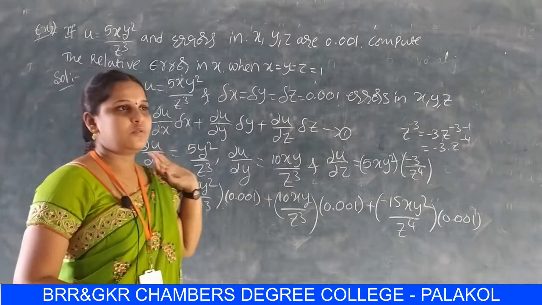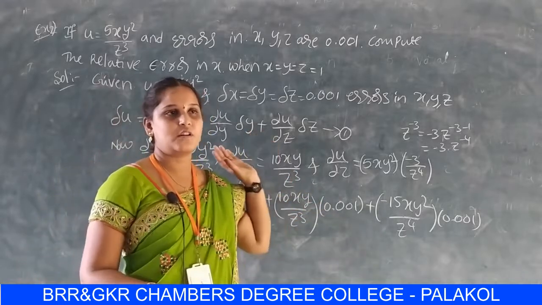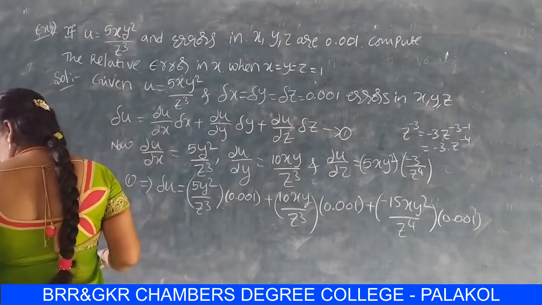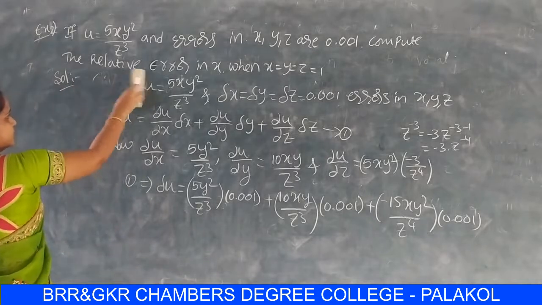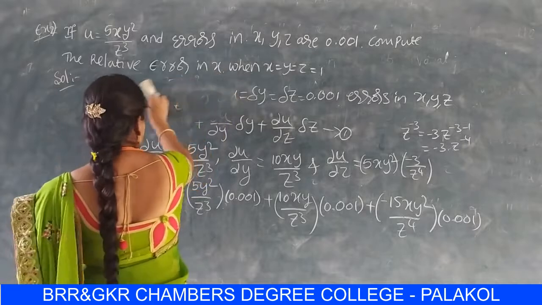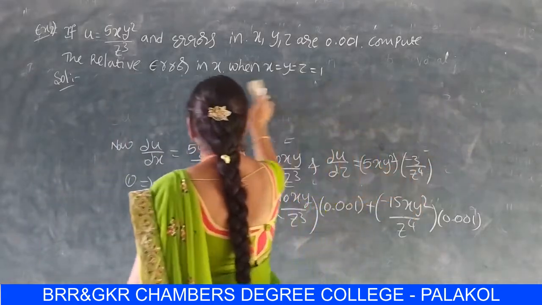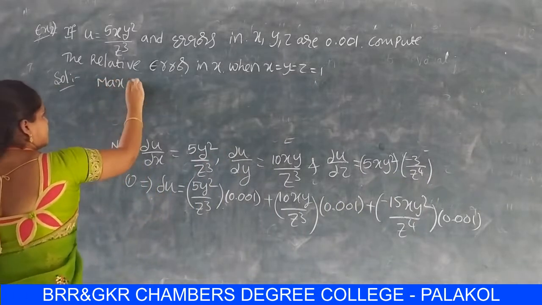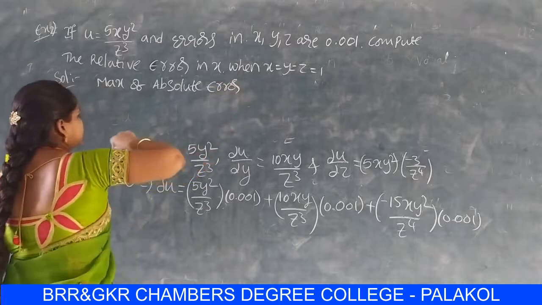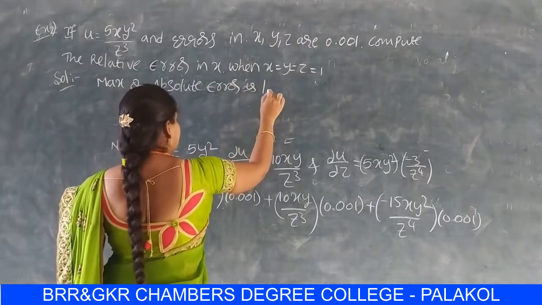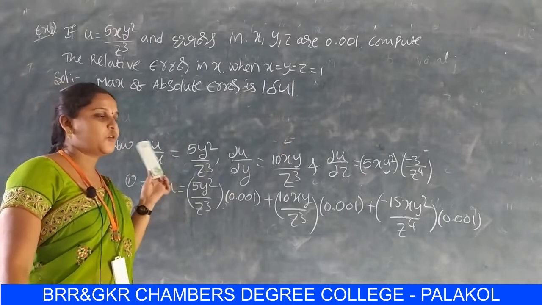First we consider the absolute error. What is the absolute error? Substituting into the general error formula and applying the modulus on both sides is known as the absolute error. So the maximum absolute error is the modulus of delta u. So we apply the modulus on both sides of the general error formula.